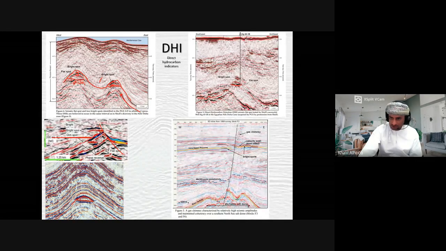So if I draw the structure, this is the seal, this is the reservoir, and the oil is coming from down below, gets trapped here, and forms this flat spot. That's the flat spot. And this is my reservoir, the trap system. This is an anticline trap system. This is a fault-assisted trap system.